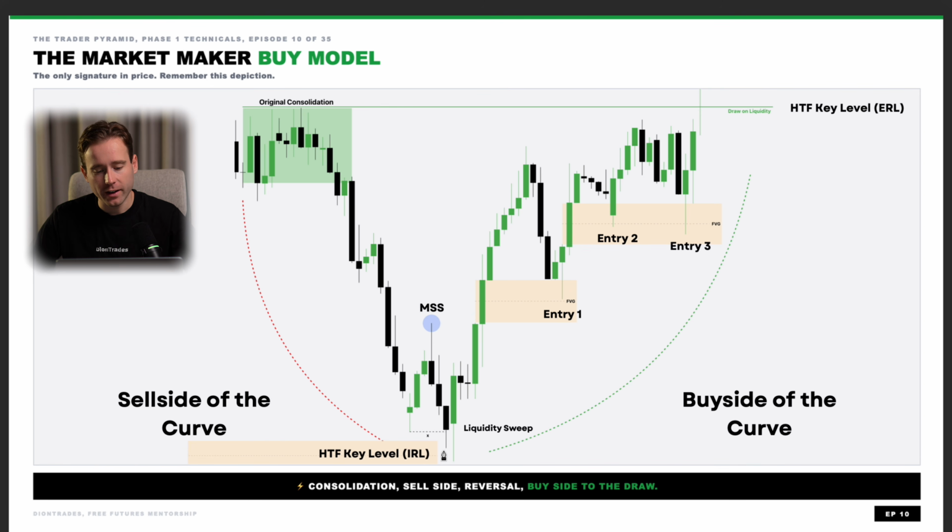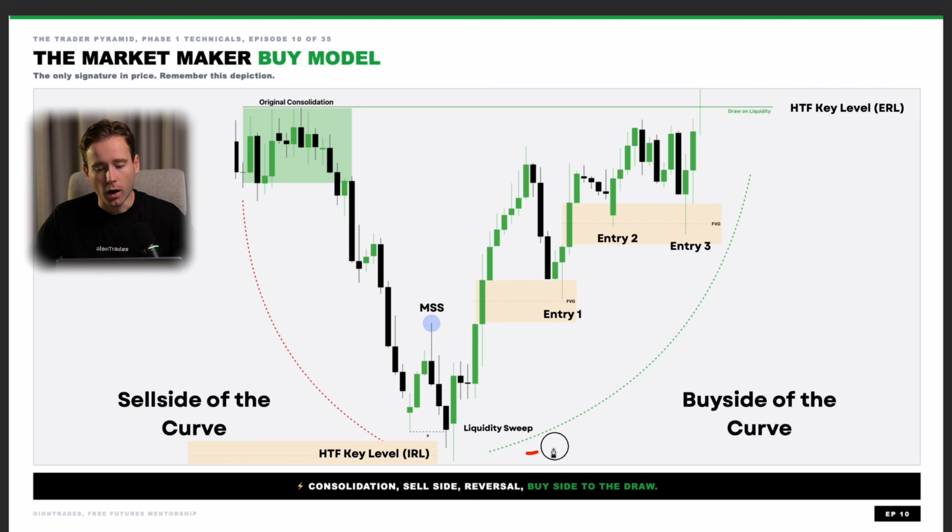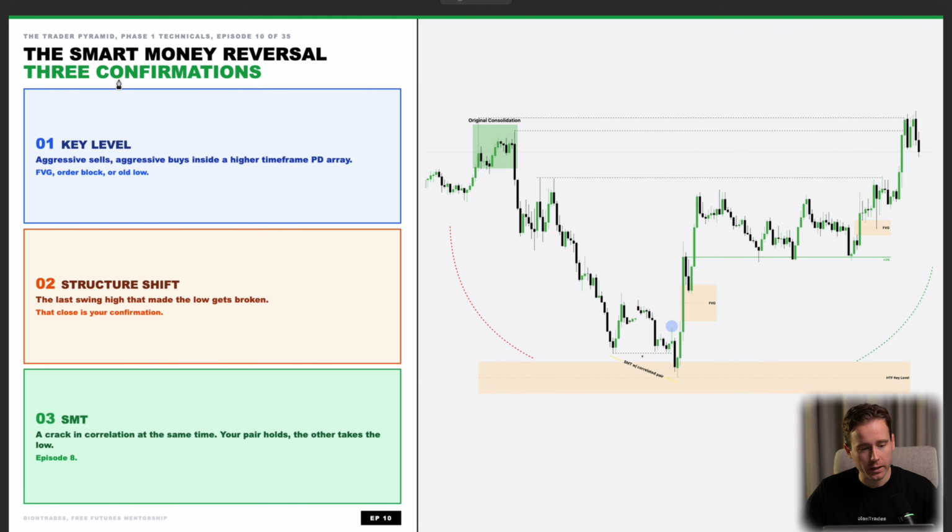And once we reach that higher time frame key level, then you can see the elements of a trade setup again. We have a liquidity sweep, we have a displacement with a market structure shift, we have fair value gaps, and then we trade towards the target. That's the old high. And the move upwards is called the buy side of the curve. But let's zoom in more on this price action. Why does the reversal happen and how does the reversal happen? The name for this in a market maker model is the smart money reversal.